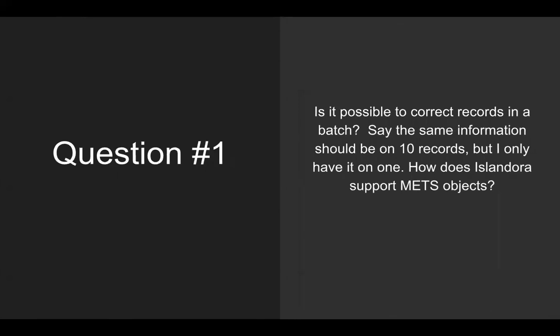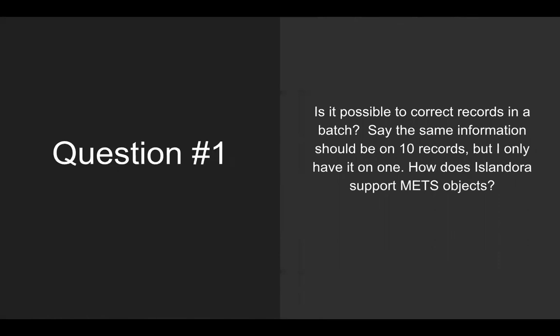So question number 1: is it possible to correct records in a batch? Say the same information should be on 10 records, but I only have it on 1. How does Islandora support METS objects? Okay. So two things here, sort of. One being the batch correcting of records and the other being the support of METS.